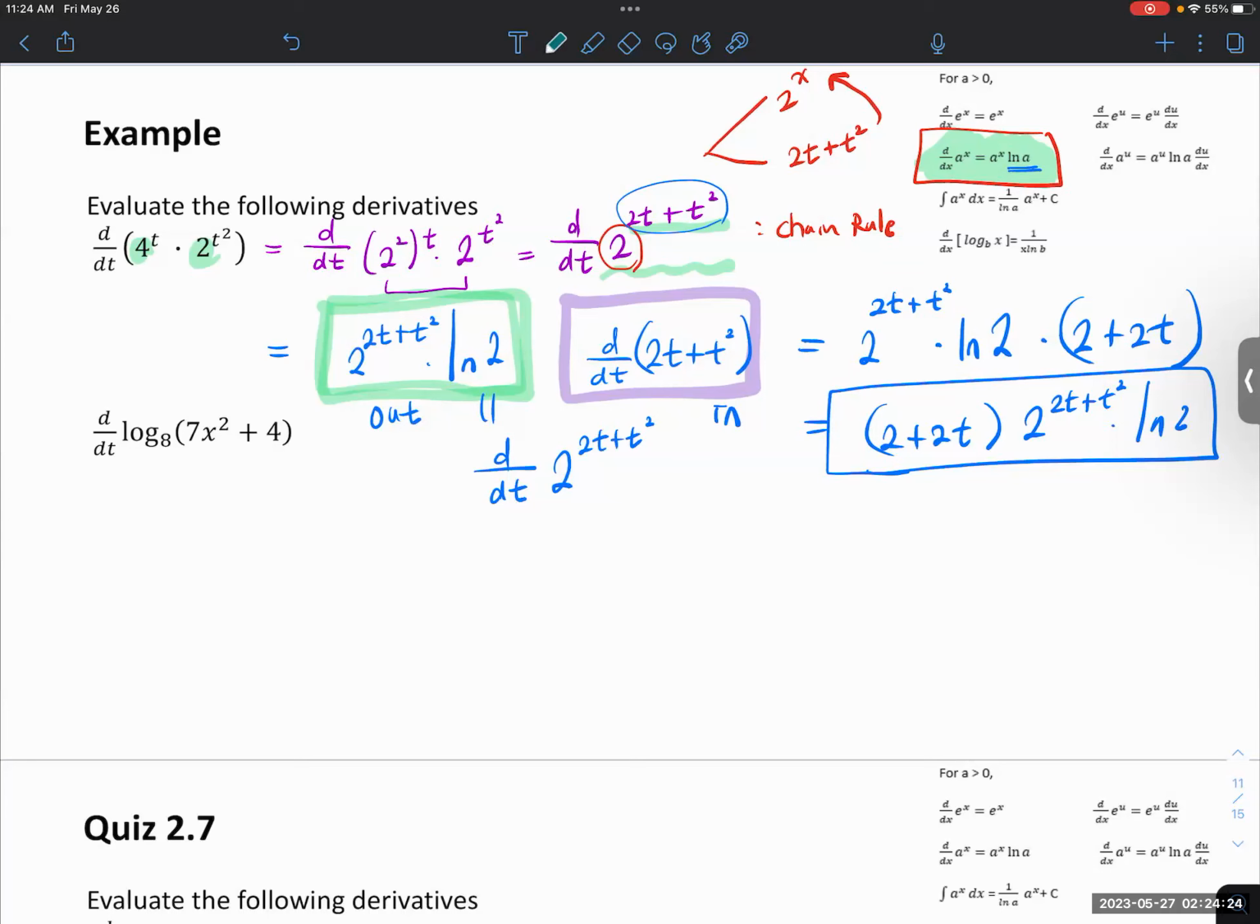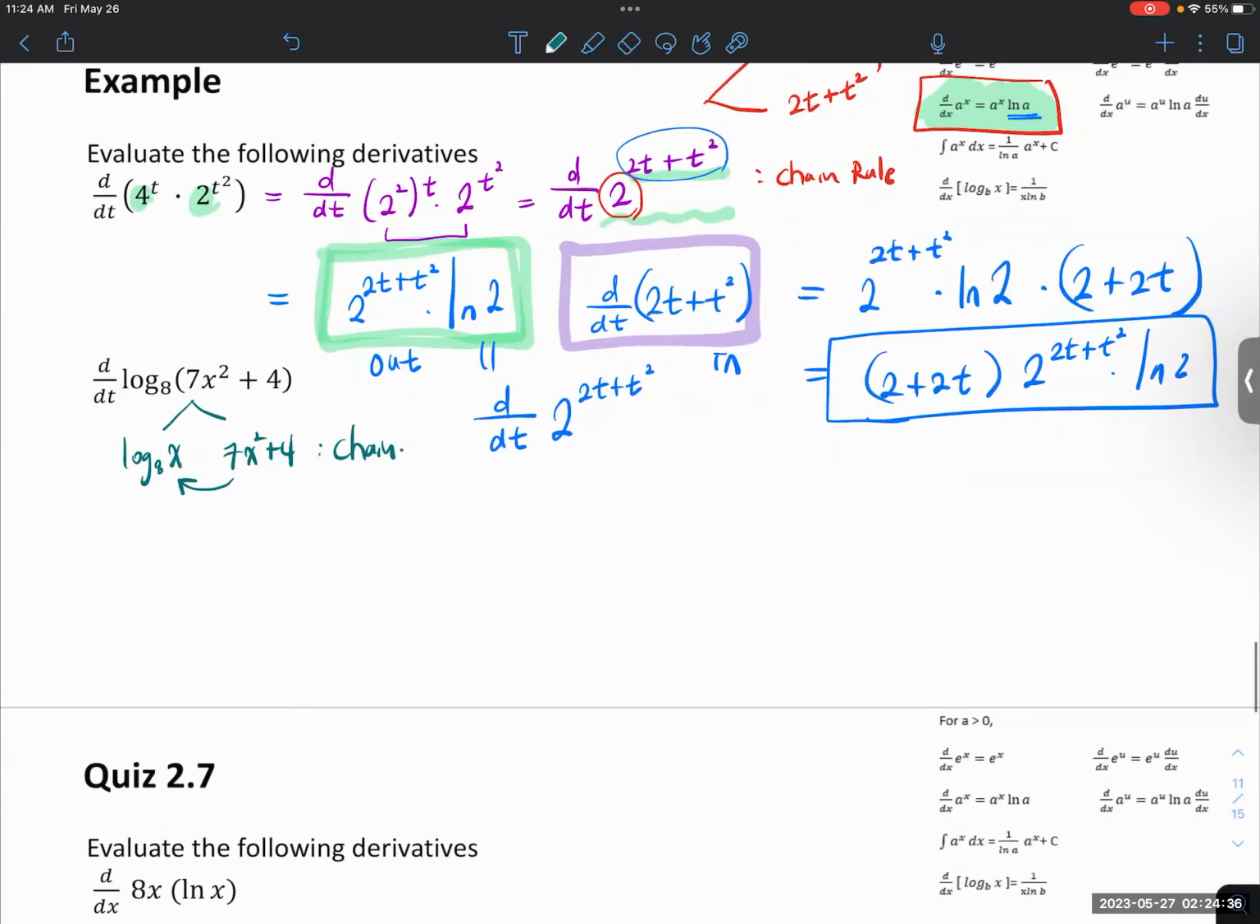Okay, so this is a log function. As you see, we have a log base 8 function, and 7x squared plus 4 has been subbed in. This is another chain rule. So I'm going to take the derivative of the outside. If you have a log base b of x, your outcome is going to be 1 over x ln b. So this is going to be your x.